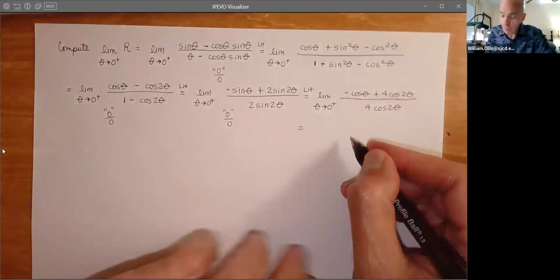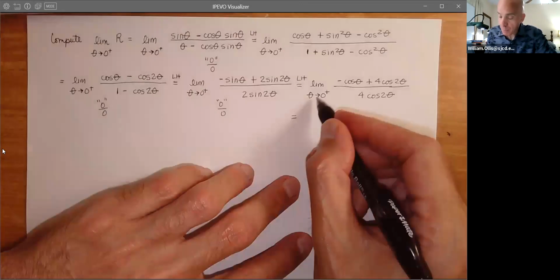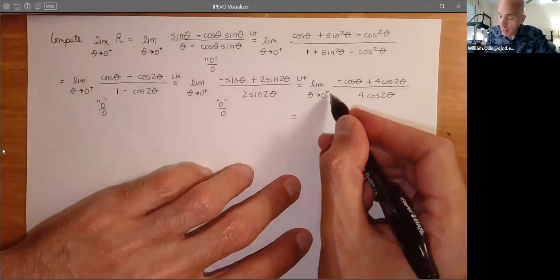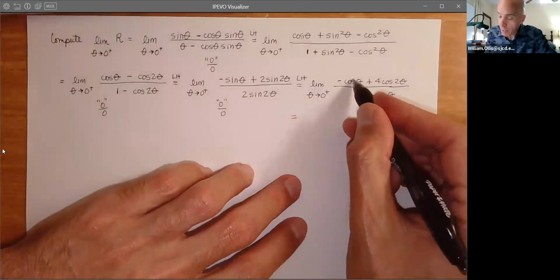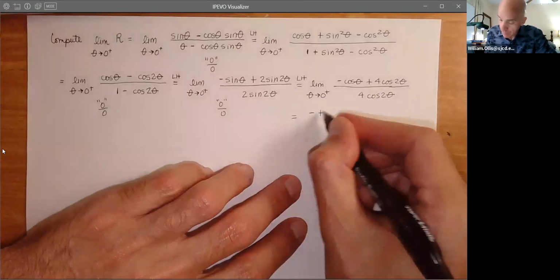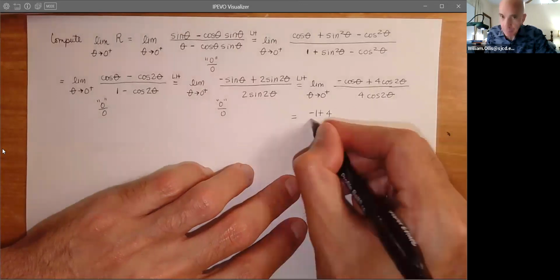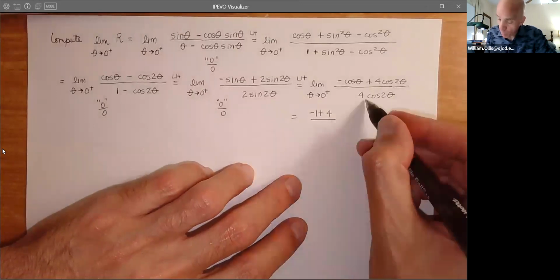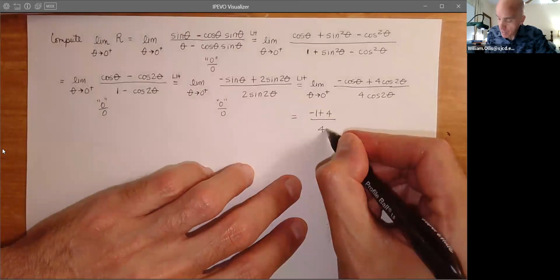Now it looks like we can pass to the limit. As theta approaches 0 from above, we're going to get what? Negative 1, and then we get a 4 times a 1. And then, of course, downstairs, we get 4 times a 1. So we get 3 over 4.